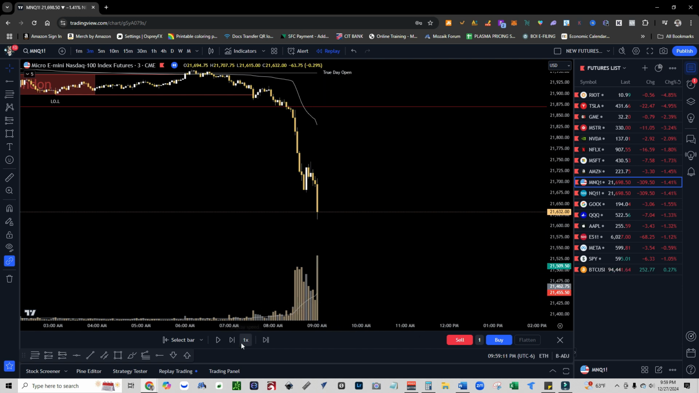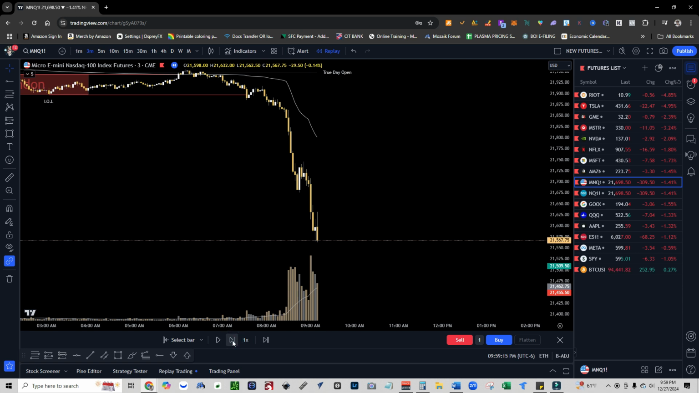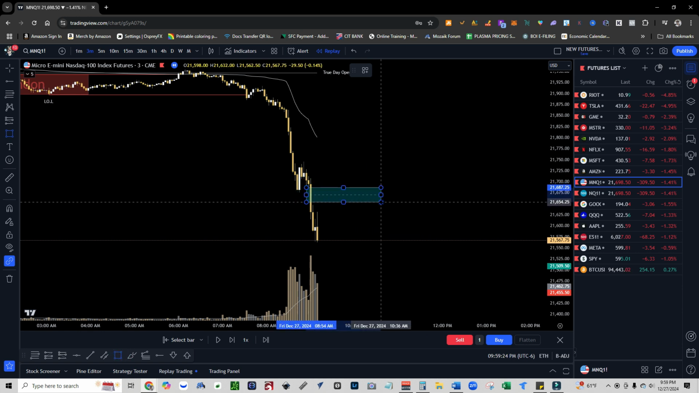All right, so here we go. I'm gonna go forward, so you guys can see we got some big moves down, and right in here you guys see that we do have another fair value gap, a bearish fair value gap setup. So we're going to go ahead and draw that out.